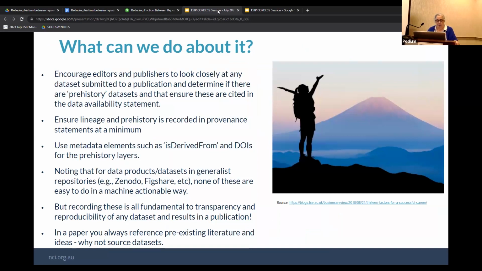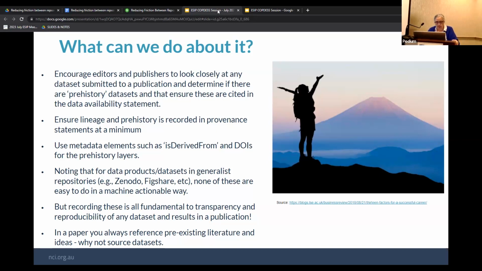Ensure lineage and prehistory is recorded in provenance statements at a minimum. And as we move into the machine-to-machine age, let's start using metadata elements such as "is derived from" and the DOIs for the prehistory layers, because that will also tell you where the data set is stored, noting that for data products in general, it's repositories. None of these things are very easy to do in a machine actionable way.